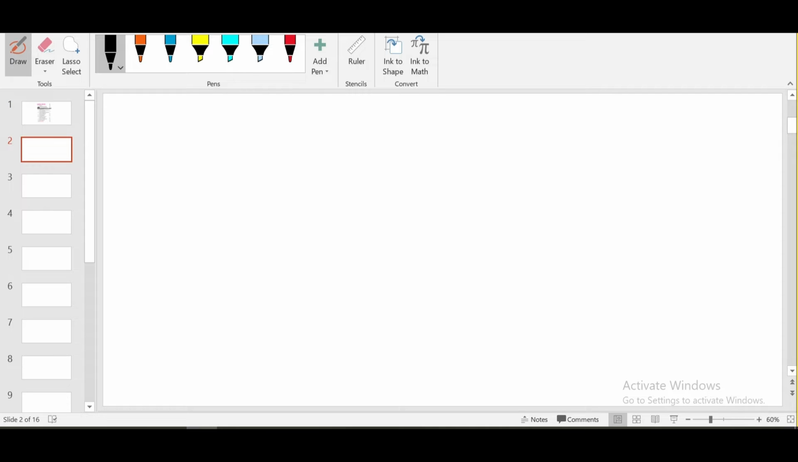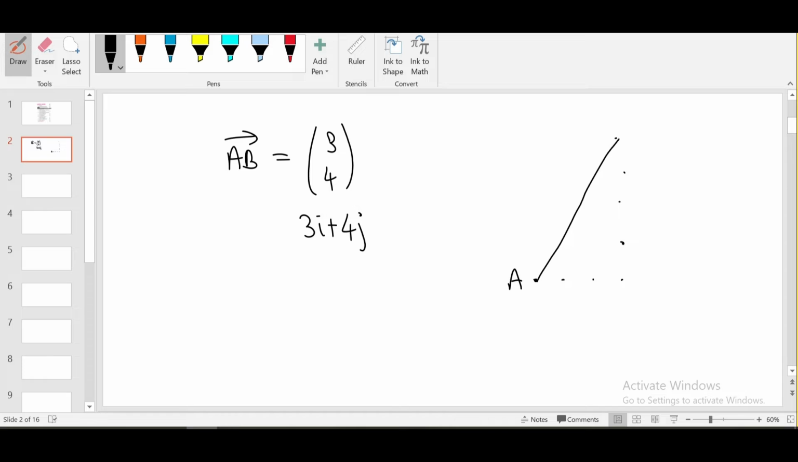Listen to me. Let's take a vector. AB vector is 3, 4, let's say. Or you can write it this way also, 3i plus 4j, right? I'm going to draw the vector from A. You go 3 units to the right, 4 units to the top. This is the vector AB, right? This is 3 units, this is 4 units.